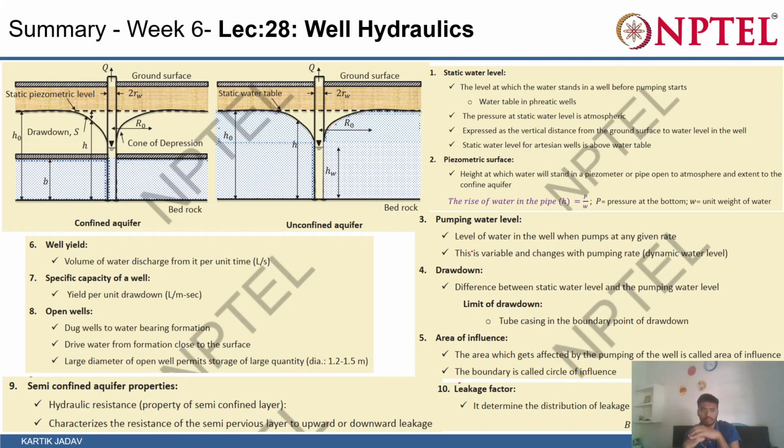Well yield. So well yield is basically volume of water discharged per unit time. That is specific capacity, so yield per unit drawdown. And then open wells. Open well with diameter of 1.5 to 1.5 meter.